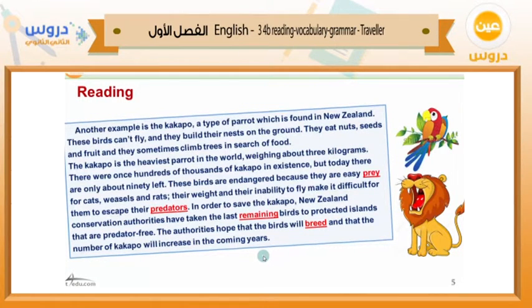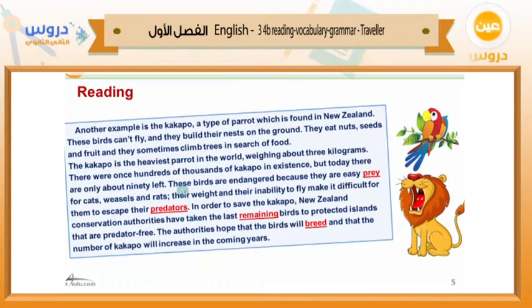If we continue also to read about more endangered animals that we never heard about, another example is the kakapo, a type of parrot which is found in New Zealand. These birds cannot fly, and they build their nests on the ground. They eat nuts, seeds, and fruit, and they sometimes climb trees in search of food. The kakapo is the heaviest parrot in the world, weighing about 3 kilograms. There were once hundreds of thousands of kakapo in existence, but today there are only about 90 left.